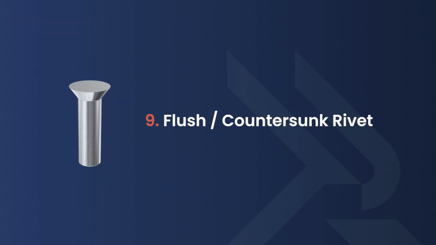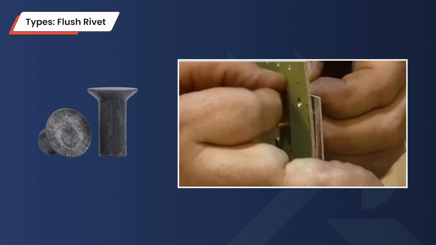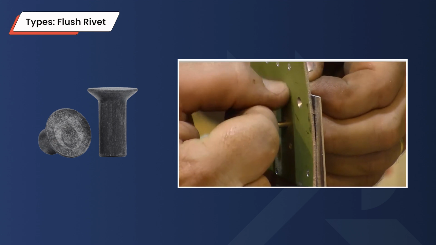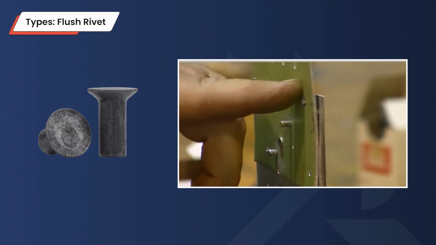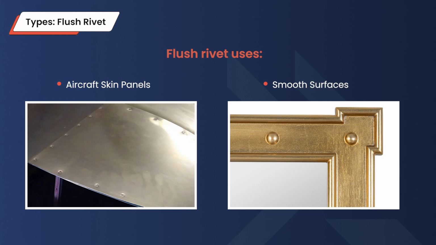The ninth type is the flush rivet, also called a countersunk rivet. This is mainly a head style, but it is very important in engineering. A flush rivet sits level with the surface after installation. This reduces surface protrusion and improves airflow, which is why it is commonly used on aircraft skin panels. It is also useful when a smooth surface is needed for appearance or clearance.